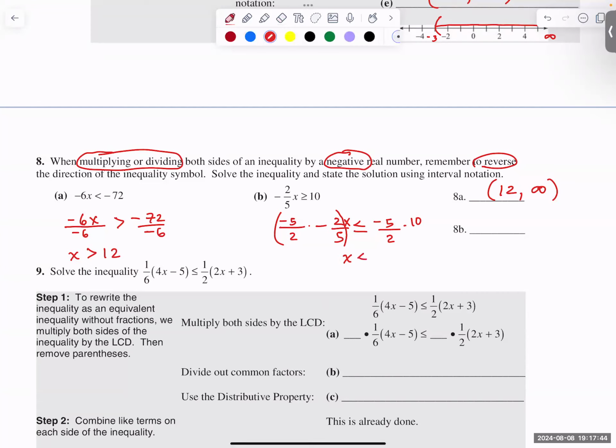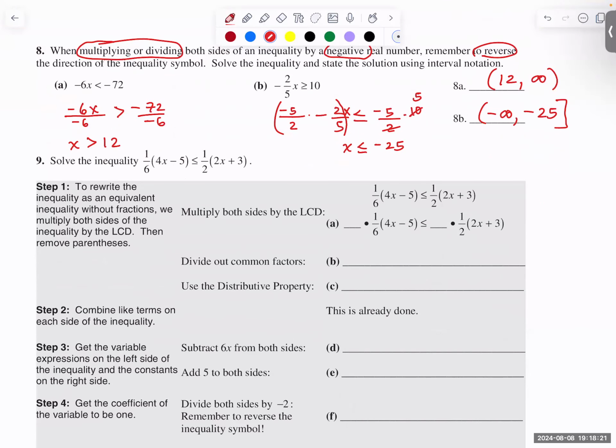So x is less than or equal to, now we can multiply negative 5 times 10 or divide and cancel. 2 divides 10 5 times. So then we have a product of negative 25. Solutions are all real numbers less than or equal to negative 25. So going to the left on the number line, the limit will be negative infinity, comma, negative 25. And it's a weak inequality symbol, so we're going to use a bracket to include negative 25 as a solution.